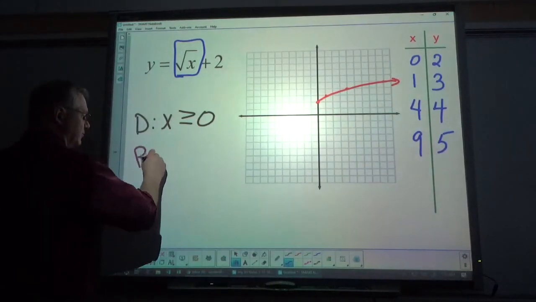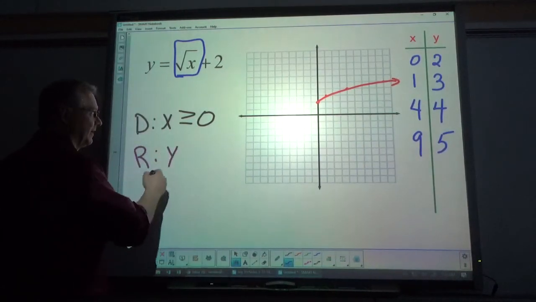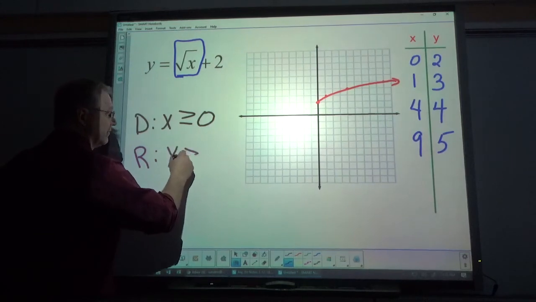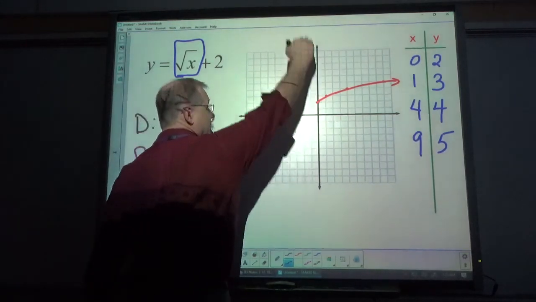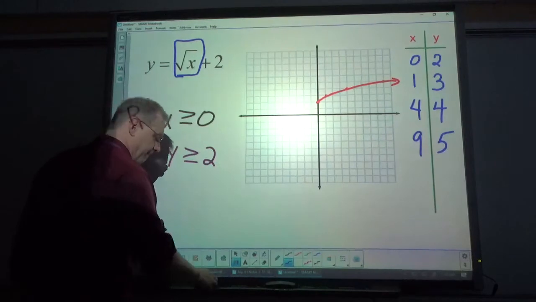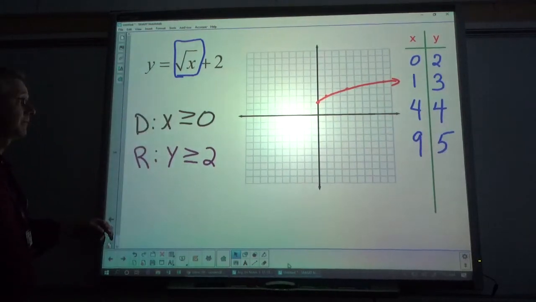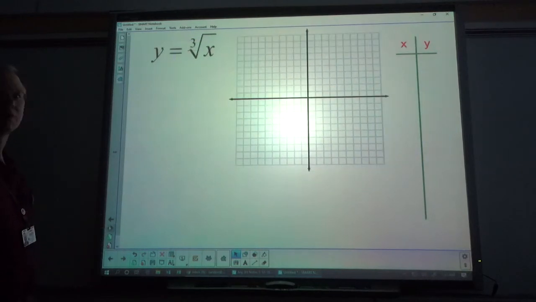Y, the range, I started to make a y, is greater than or equal to 2 and goes up. And there's your domain, range, and graph. What about cube root? Oh boy.